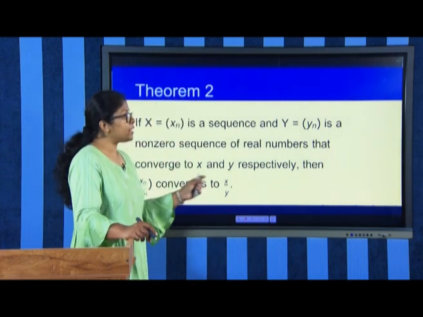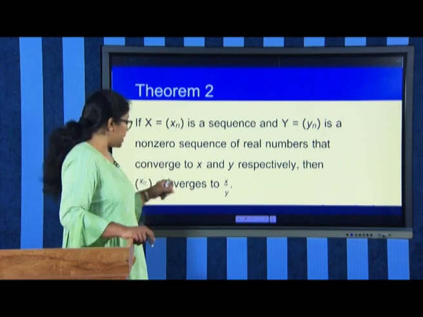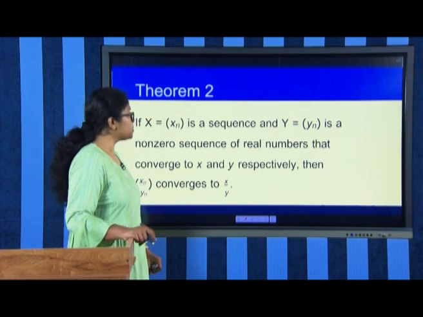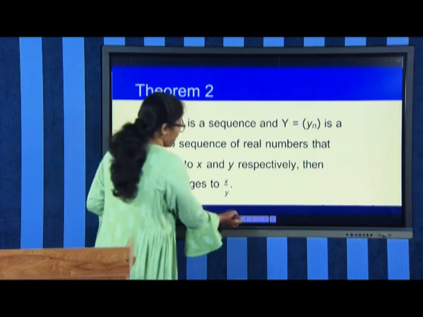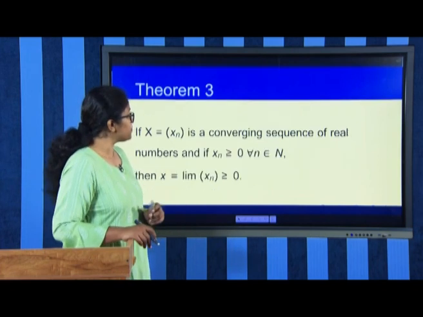So, 1 by Zn converges to 1 by y can be generalized to xn by yn converges to x by y. Okay. So, that is regarding algebra of limits.